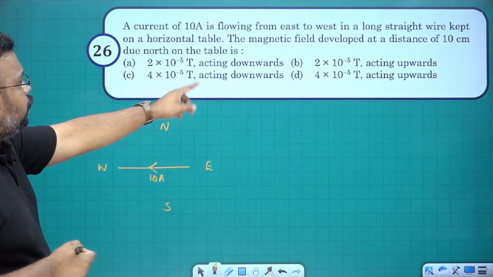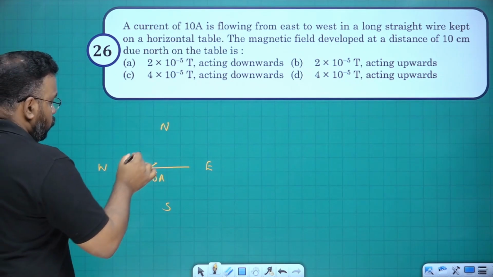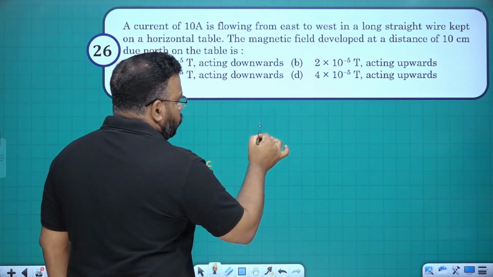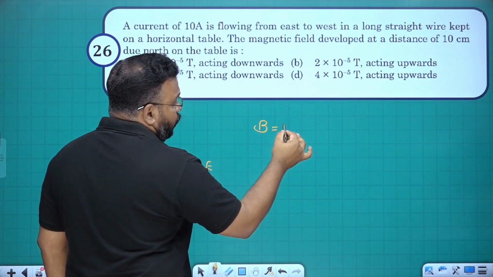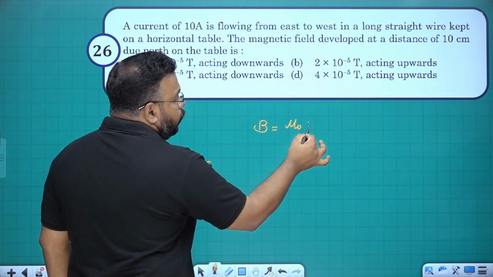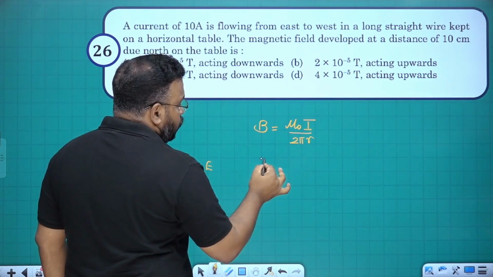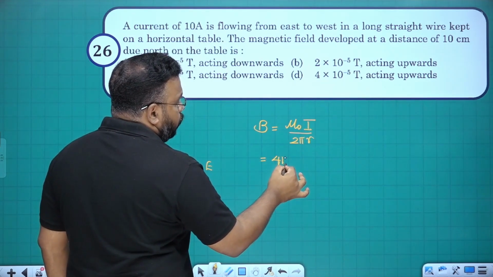Magnetic field developed at a distance 10 centimeter due north. So 10 centimeter due north means here. First let us find the magnitude. What is the formula for magnitude of magnetic field by a straight conductor? Mu naught I by 2 pi R. Substitute, mu naught is 4 pi into 10 power minus 7.